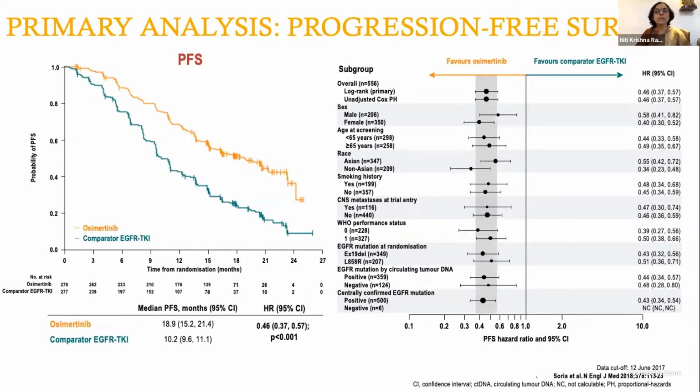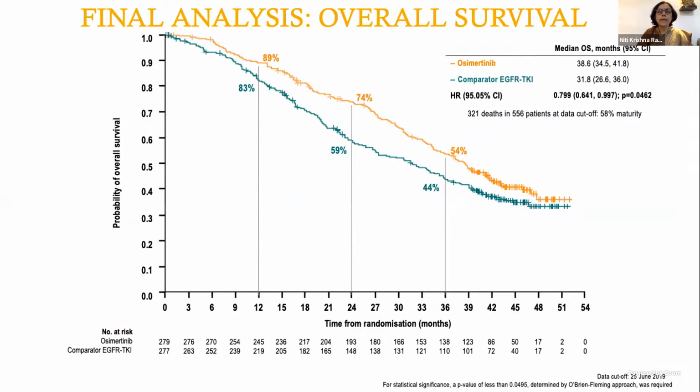So PFS was in favor of the osimertinib arm in all the subgroups, whether it was comparing the gender, when higher age group versus lower age group was compared, non-Asians versus Asians, smokers versus non-smokers, and of course, patients who had baseline CNS metastasis, with good performance status, whether it was exon 19 deletion or L858R, or whether it was centrally tested or locally tested.